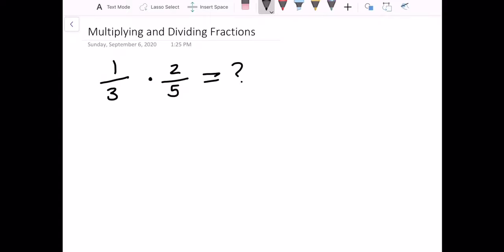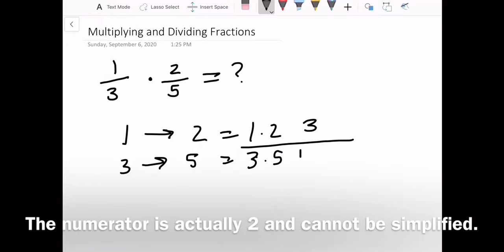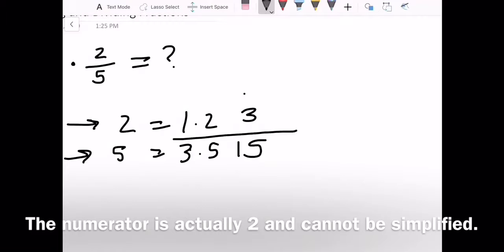In order to multiply two fractions, you simply multiply the numerators together. So 1 times 2, and then you multiply the denominators together. So 3 times 5, which will be 3/15. Then you have to check if this fraction can be simplified.